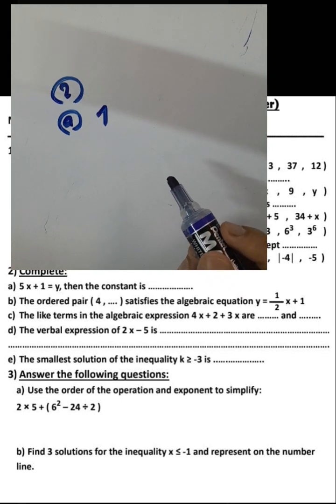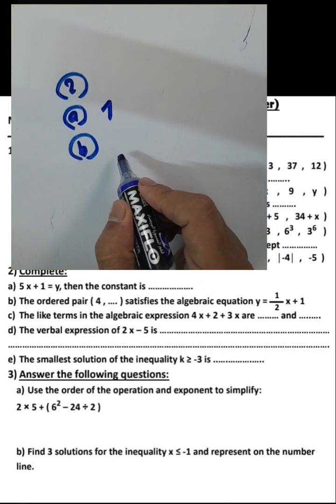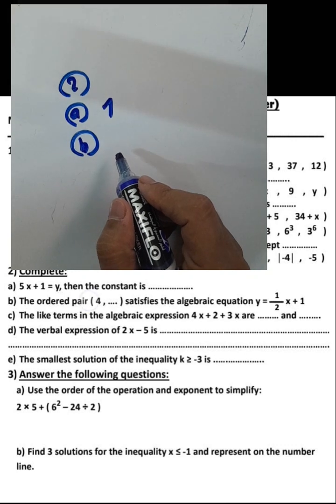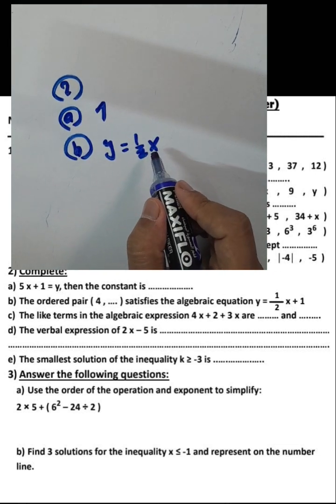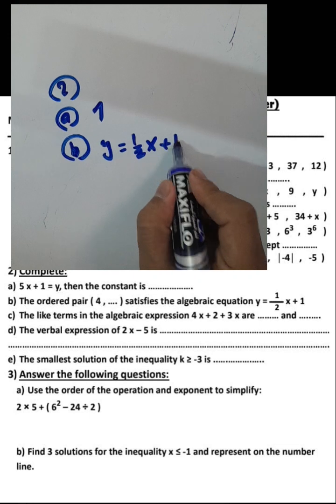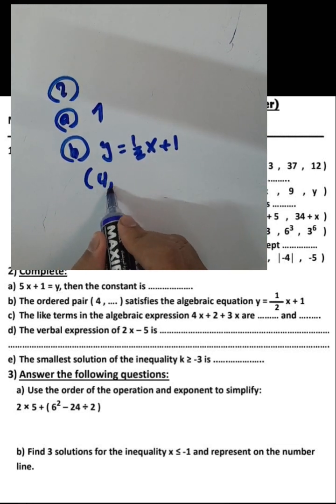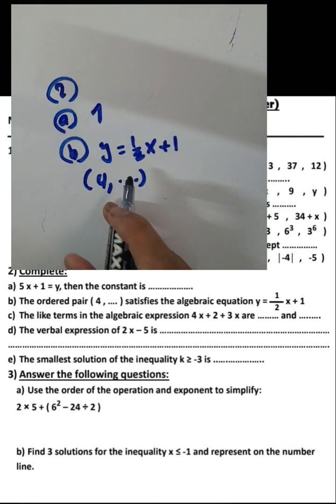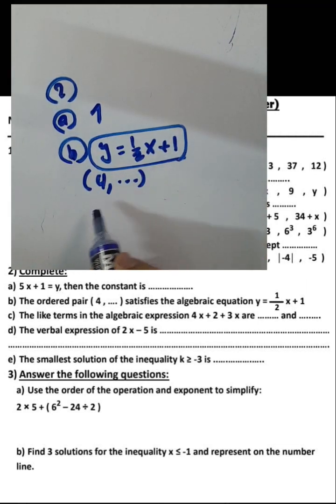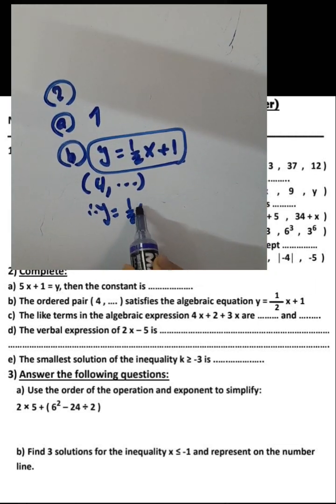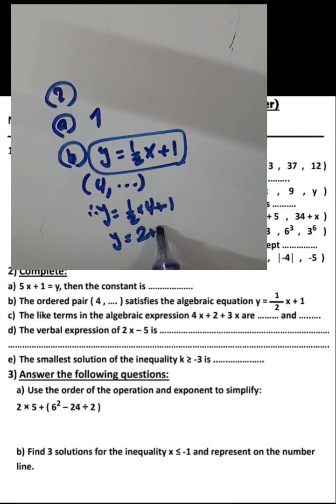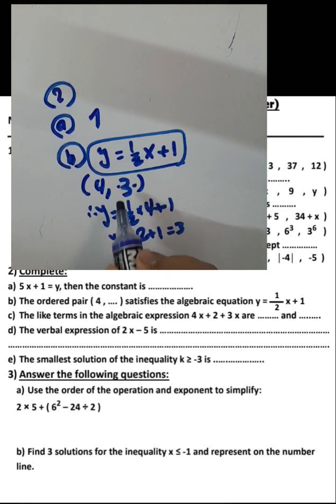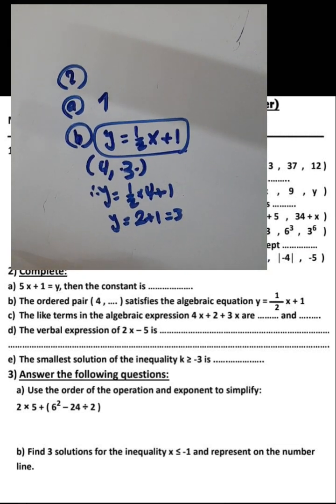Okay. Letter B. The ordered pair 4 and blank satisfies the algebraic equation y equals half x plus 1. We have the first component 4 and the second component we want to find. With x equal to 4 in this equation, y will equal half of x plus 1. Half of 4 will be 2. 2 plus 1 will be 3. Then the ordered pair will be 4 and 3.